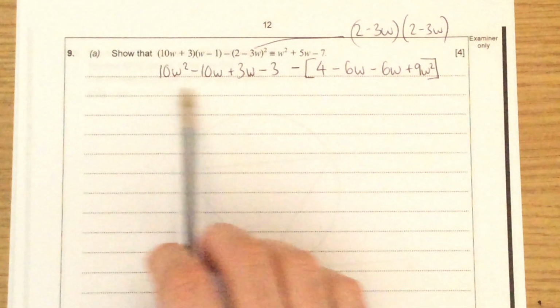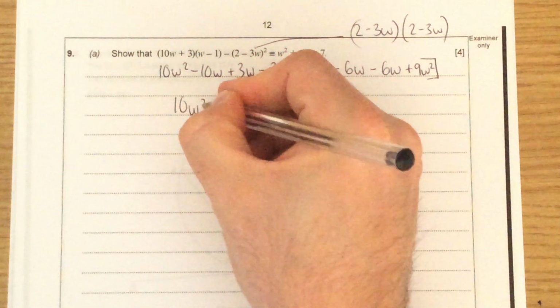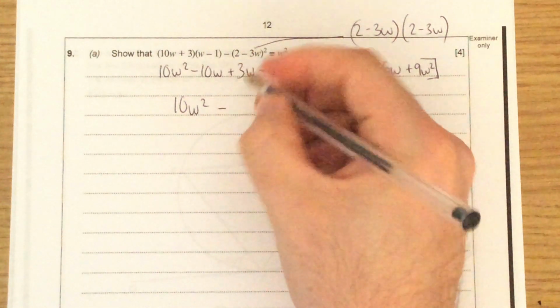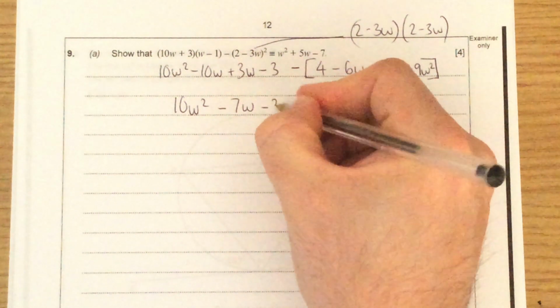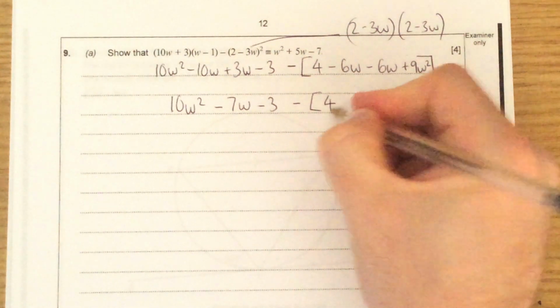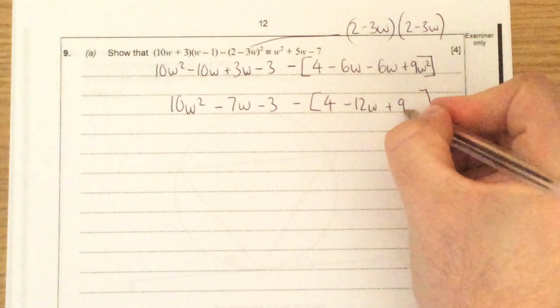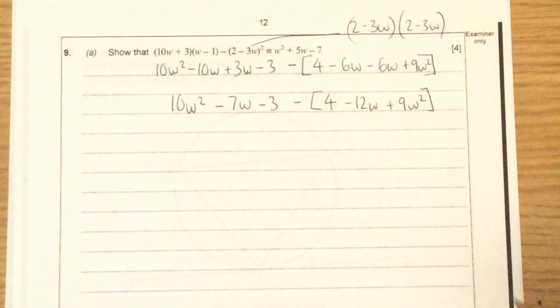Now, I'm going to collect like terms on both parts first just to make life a bit easier. 10w squared, minus 10w plus 3w is minus 7w, minus 3. Keep the minus sign in the middle, keep the square bracket, and then I'm going to get 4 minus 6w minus 6w is minus 12w, and plus 9w squared on the end.